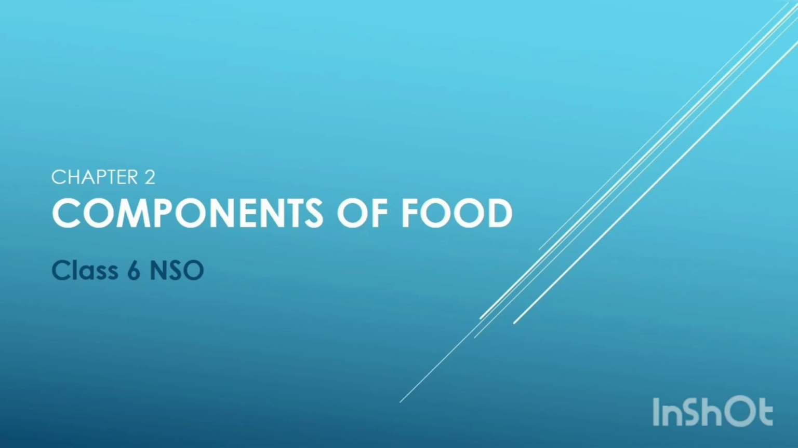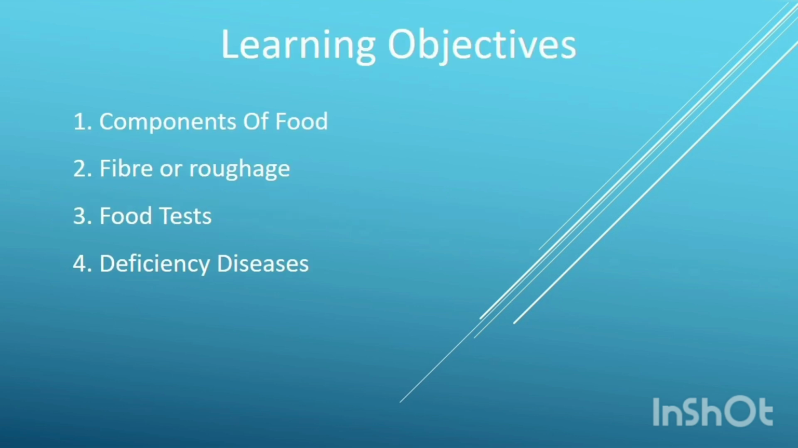Hello everyone. So today we are going to learn chapter 2, Components of Food, of class 6, and there are some important points of National Science Olympiad. So let's start. Learning objectives for this video are components of food, fiber and roughage, food tests and deficiency diseases.